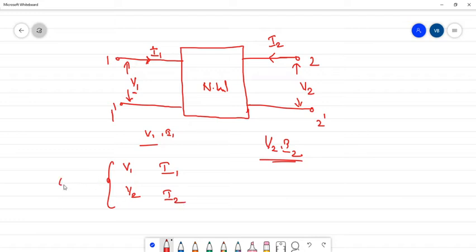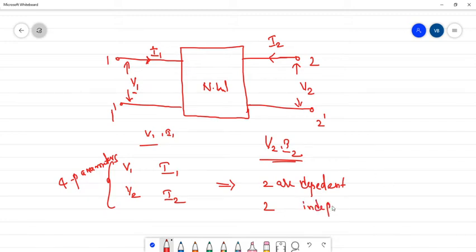Okay, so depending upon these four parameters, in these four parameters, two are dependent parameters and two are independent parameters.